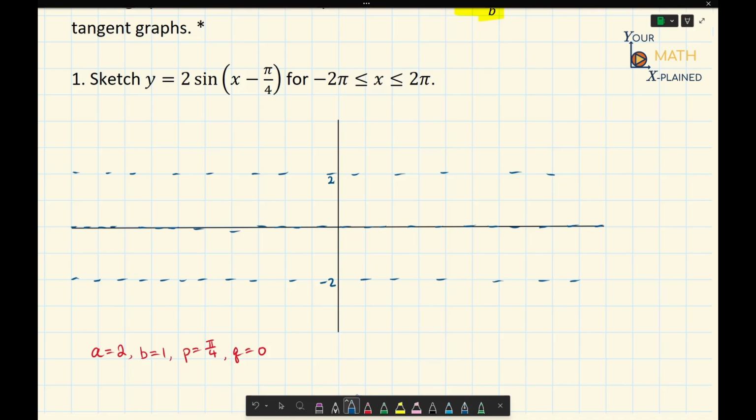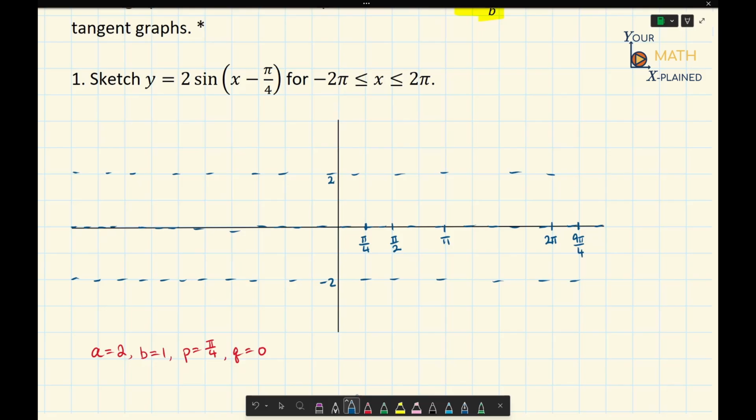Now for the original sine graph, we will start at the origin. But because here we have a phase shift of pi over 4, that means we're going to have our graph shifted to the right by pi over 4. So we're going to say that this here is pi over 4, which means our next one is going to be pi over 2, and then pi will be here, and then 2 pi will be here. And then this next one is going to be 2 pi plus pi over 4. So this is going to be 9 pi over 4.